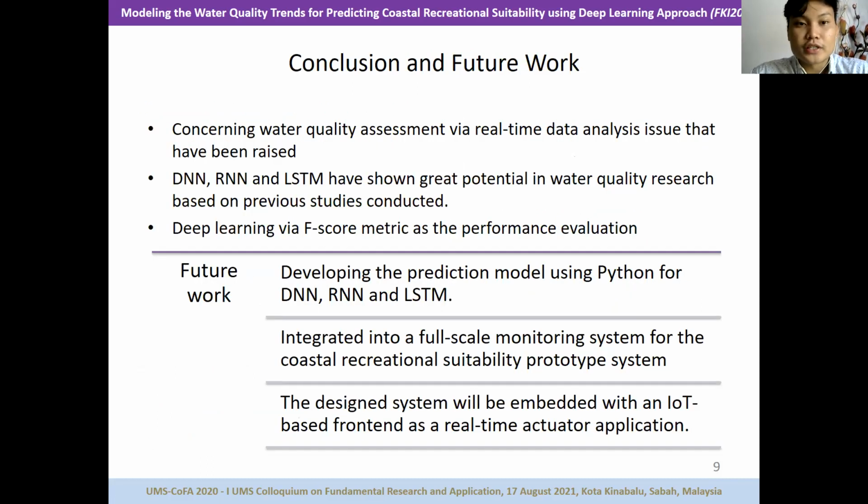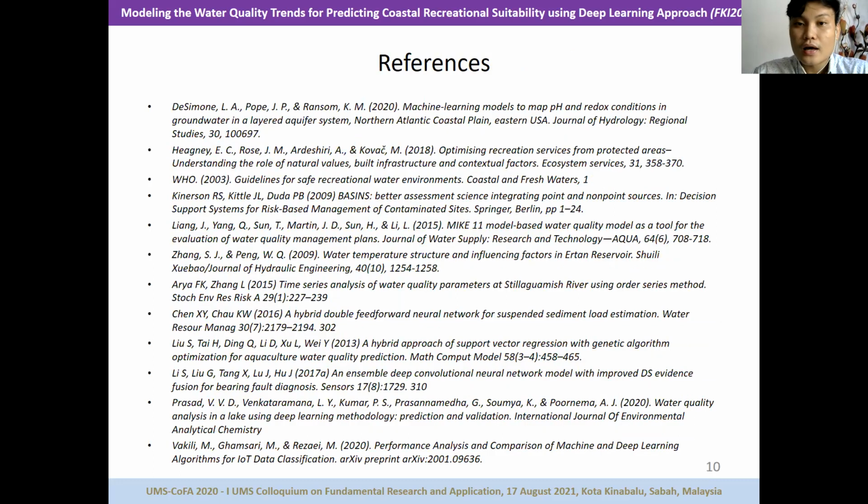As the conclusion, the concern about water quality assessment via real-time data analysis is the issue that has been raised. DNN, RNN, and LSTM have shown great potential in water quality research based on previous studies conducted, with deep learning via F-score metric as the performance evaluation. The future work for this research will be developing the prediction model using Python, integrated into a full-scale monitoring system for the coastal recreational suitability prototype system, and last but not least, the designed system will be embedded with IoT applications. So this is the reference for this research, and thank you.